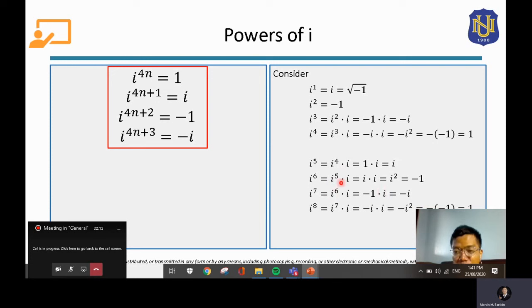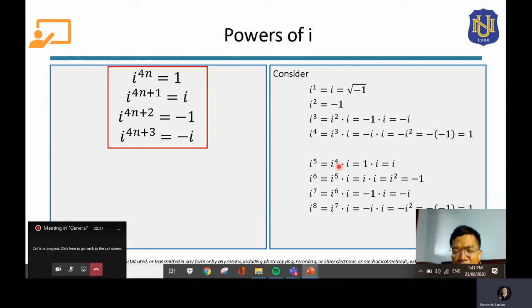Now, if we proceed again, let's say i raised to the 8th power. To solve this, we factor this into i raised to the 7th times i. And we know that i to the 7th from here is negative i. So that will be negative i times i, which is negative i squared, which is negative times negative 1, equal to positive 1.